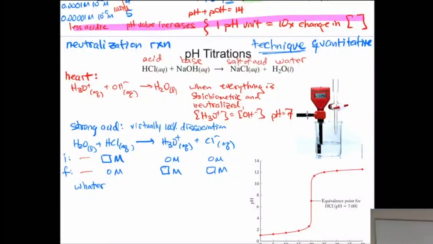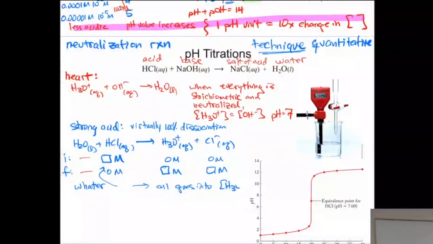So whatever this is, all goes into the hydronium ion concentration. So we know what the hydronium ion concentration is, therefore we can calculate the pH.